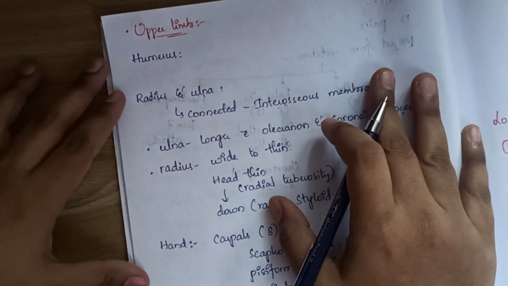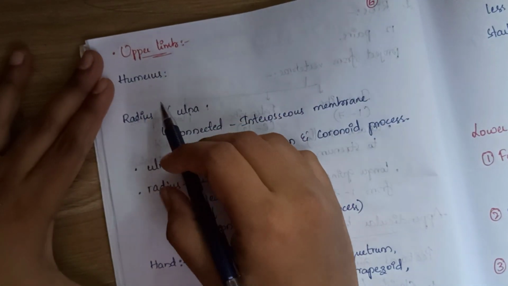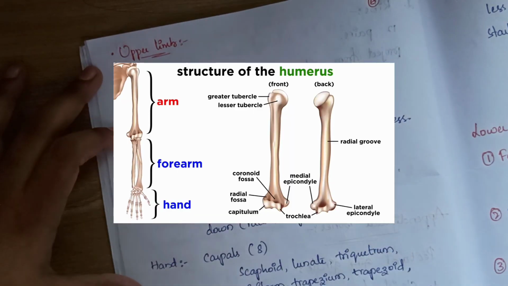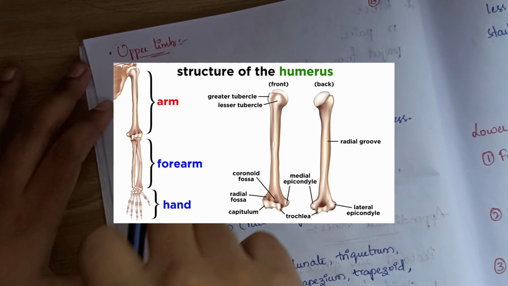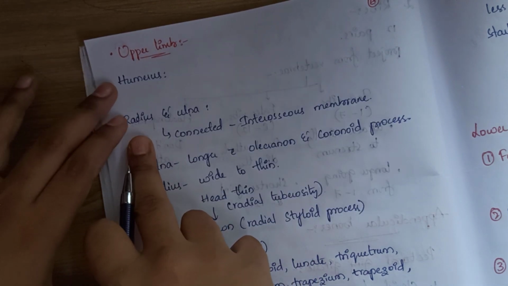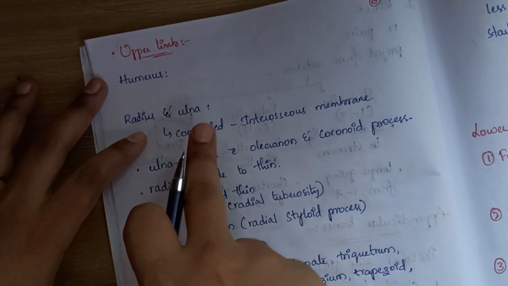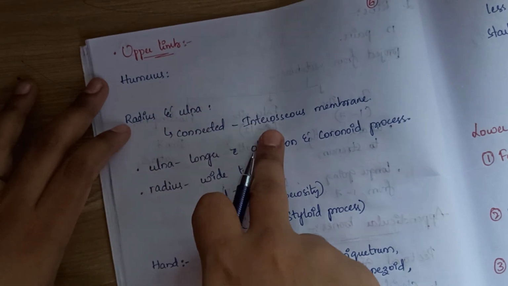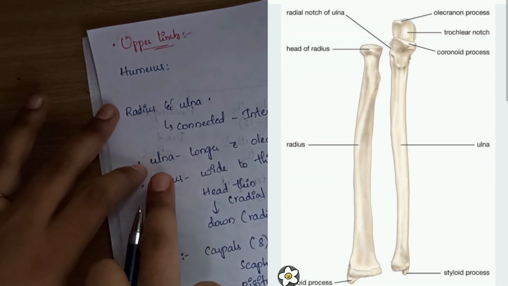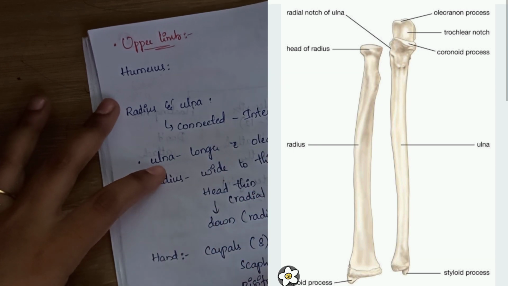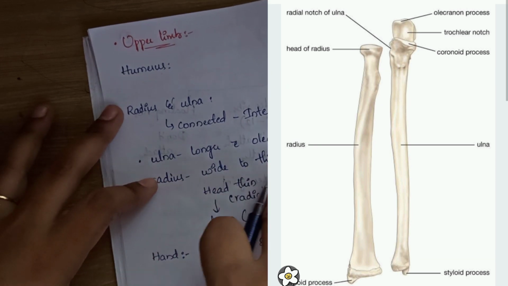Next, coming to the upper limb. In the upper limb you have the humerus, and I will show you one diagram where the humerus parts are discussed. Next, the radius and ulna, which are connected to each other by the interosseous membrane. The ulna is longer, with the olecranon and coronoid process. The radius is wide and thin.